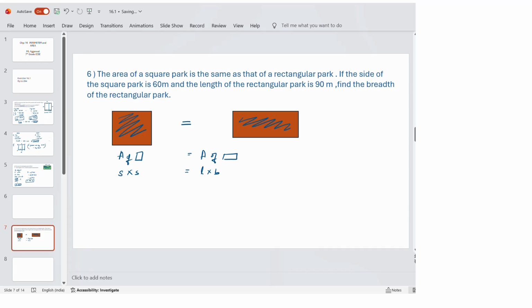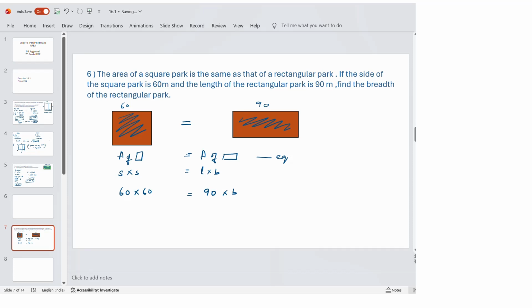Now you know the side of the square given as 60 and the length of the rectangular park is given as 90. You have these two values and these are enough really. Now you substitute the values over here. You have S into S, that's 60 into 60, and this is equal to, what is the length? 90 into breadth. You understand that we have actually formed an equation at this point, what we have learned in linear equations, where we have learned to make equations by reading questions.